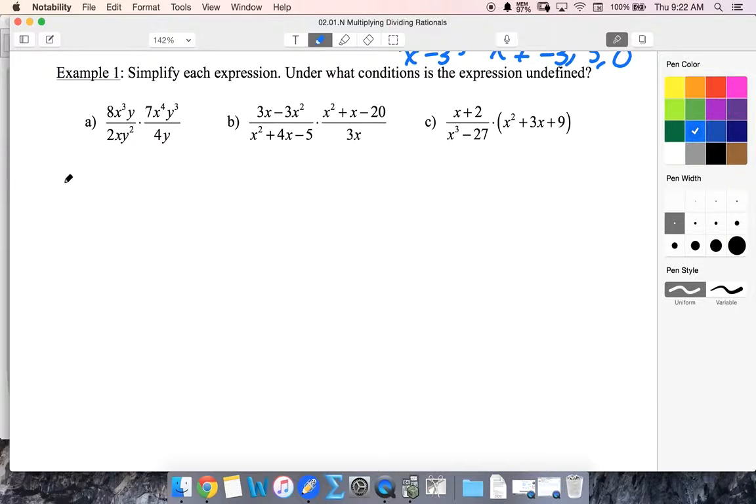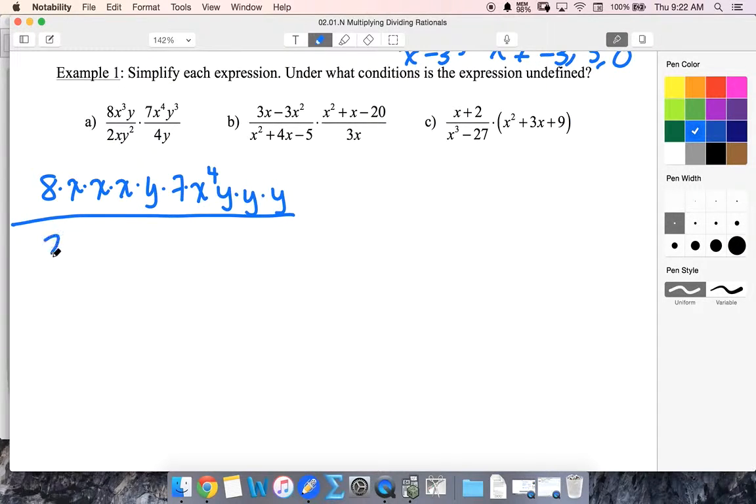Up top, I see a 2x and a y. Let's write out all our factors. 8 times x times x times x times y times 7 times, I'm just going to leave this x to the fourth, and then my y cubed is y times y times y. The reason I did that is down here I've got 2 times x times y times 2 times 2 times y. I wanted to expand some of the x's, but not all of them because I only have one x down here to cancel.